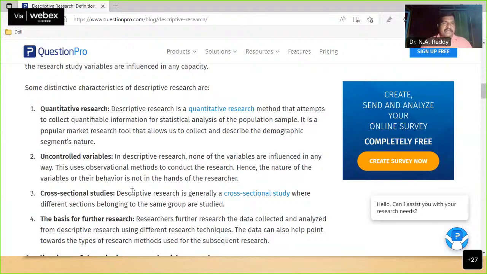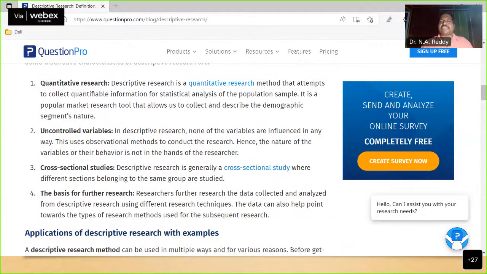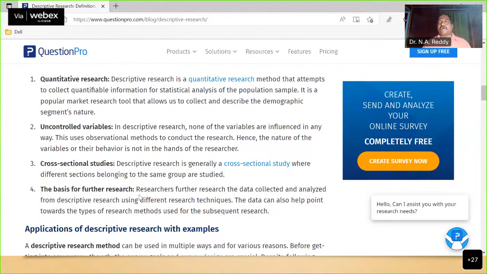Based on your topic, the cross-sectional study: descriptive research is generally a cross-sectional study where different sections belonging to the same group are studied. In general, in descriptive research we take social status, communities, education. One of my scholars, Manasi Hollow, recently had a proposal on professional development of teacher educators. We are going to study whether there is any difference between male and female, the significant difference or mean difference in attitudes towards professional development of teachers. Here, different groups, social groups, maybe educational groups, number of teaching experience, form the basis for further research.